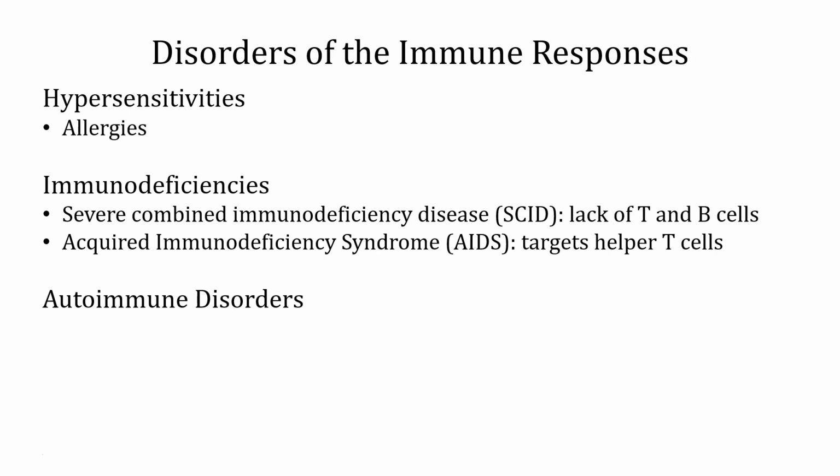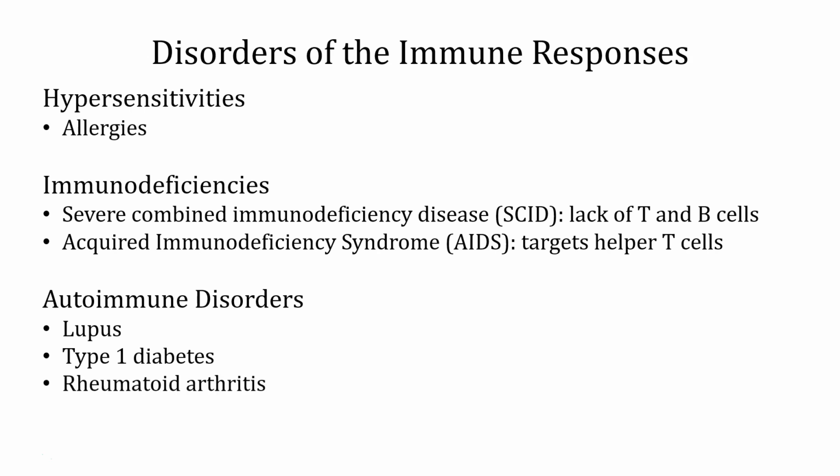There are other examples of autoimmune disorders, for example, lupus and type 1 diabetes. This is where the body, for whatever reason, starts attacking the pancreatic cells that produce insulin. Another example is rheumatoid arthritis. This is where the body starts attacking joints and causing inflammation of joints. So those are a few examples of autoimmune disorders.